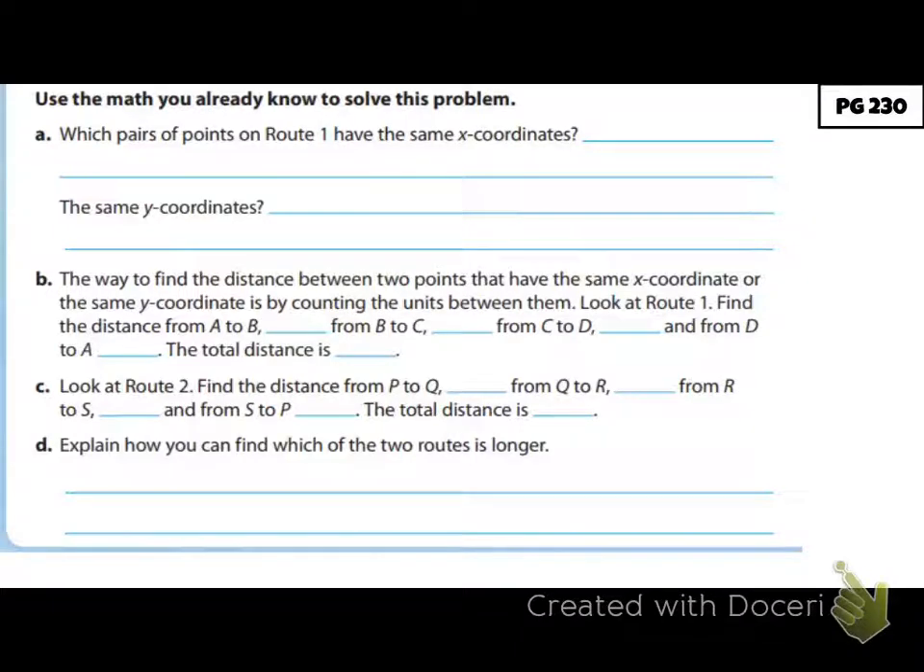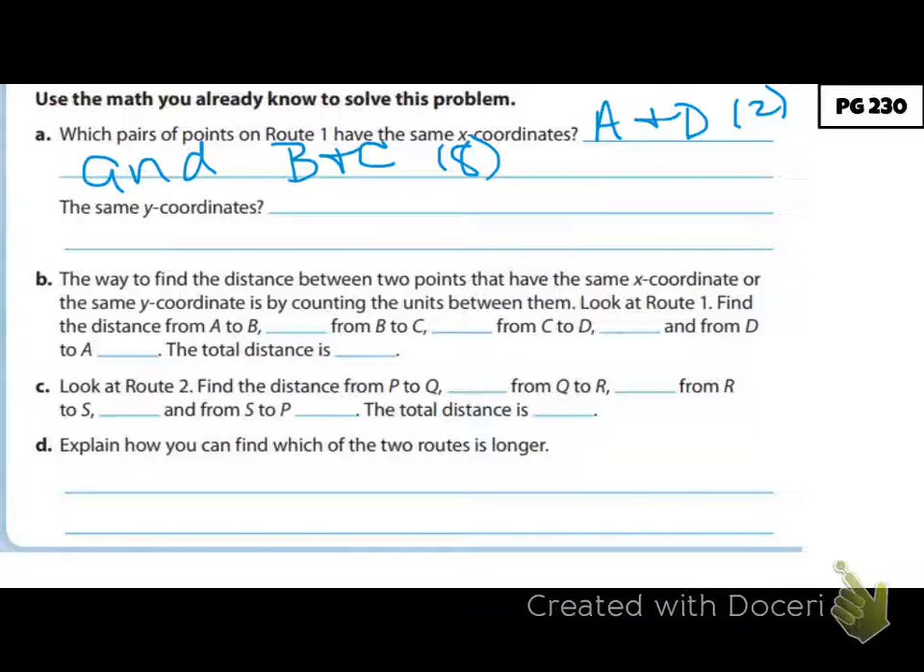It says which pairs of points on Route 1 have the same x coordinates. Now remember, the x coordinate is the first number in the ordered pair. So when we look to see which points have the same first number, we see that A and D both have 2 as the x coordinate, and B and C both have 8 as the first number in their ordered pair. And then it wants to know which ones have the same y coordinates. The y coordinate is the second number. So if we look at the y coordinates, A and B have the same, it's 6. And D and C have the same, which is 2.